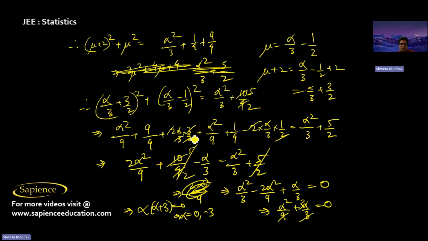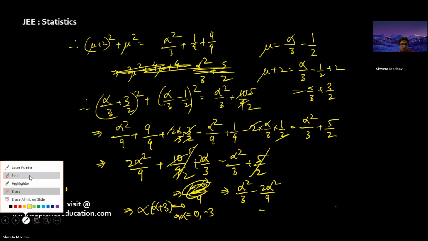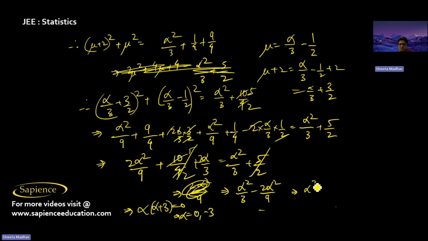Okay, so here also one alpha is there, so plus alpha minus alpha by 3, so that is plus 2 alpha by 3. So this will be minus 2 alpha by 3. So this is minus 6 alpha by 9. This is alpha square minus 6 alpha and plus 2 alpha by 3.